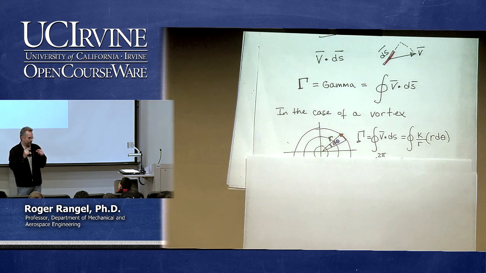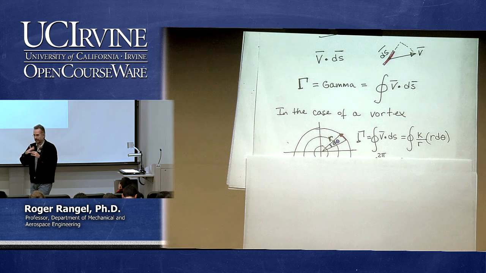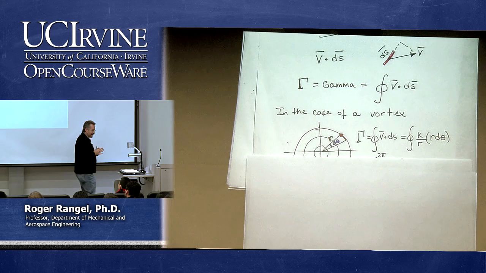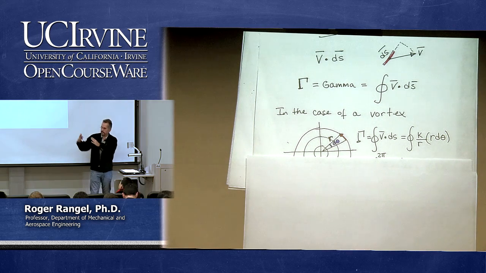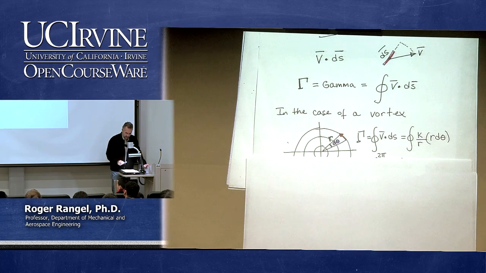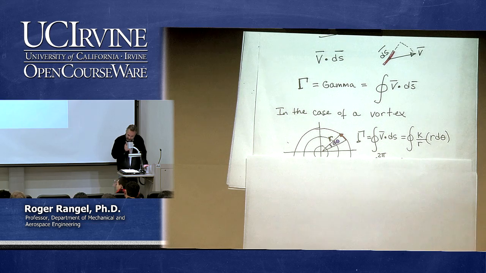Yeah, I know what you mean. The angle is 0, because both the velocity and the ds are in the same direction. That's just convenient in this case. The loop happens to be in the direction of the flow. So this is the full velocity. So if I do that, see what happens.